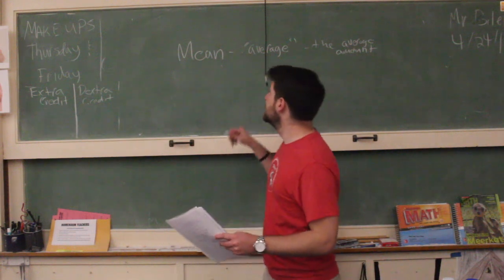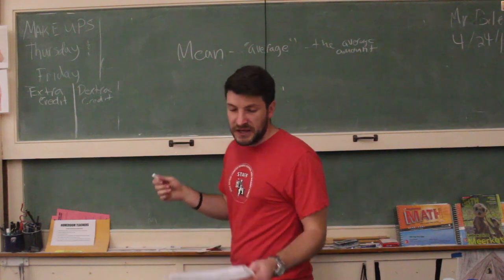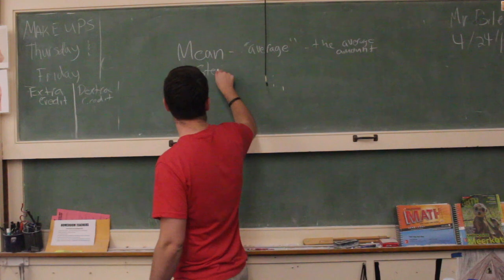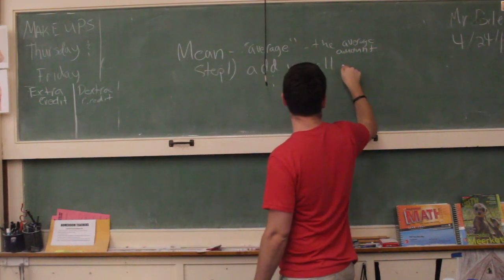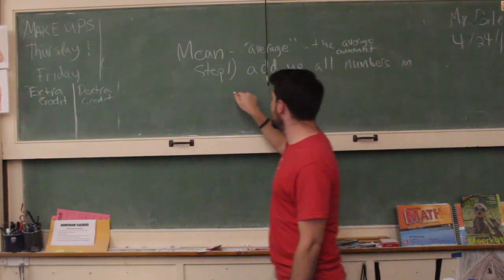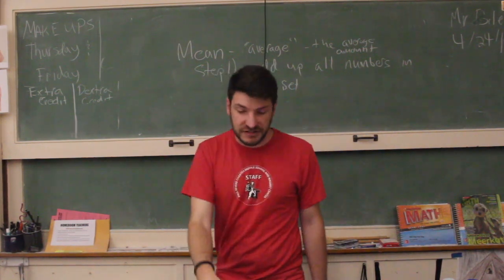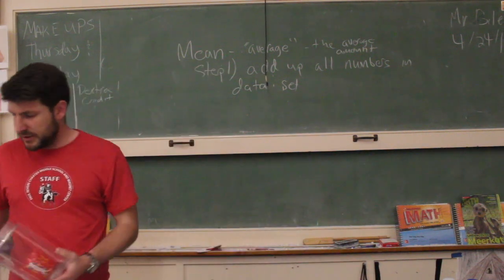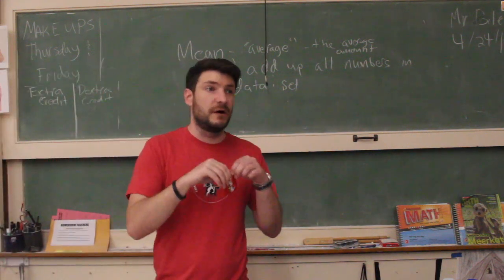So let's go through and talk about finding the mean. Step one, the first thing you're going to do is you're going to get a set of numbers. So step one would be to add up all the numbers in your data set. And a data set is just a set of numbers, and I'm going to give us an example of one right now. This is a very common lesson that we use. So I'm going to just use this as a random set of numbers. I'm going to write it on the board, and you're going to follow along with me.